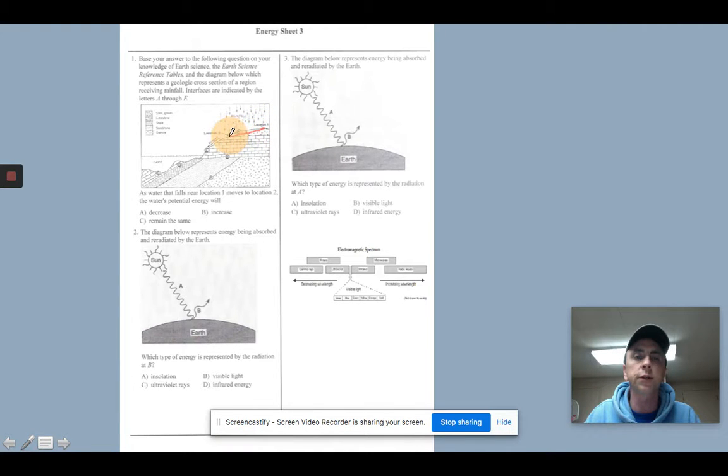So notice it's going to be going down a hill. And I don't know if you remember, we said that potential energy is at its highest when you are further above the center of the Earth. So you're higher at location 1. And then as you head to location 2, you're getting closer to the surface of the Earth. So potential energy will go down and kinetic will go up as you go from 1 to 2. So potential energy will decrease.